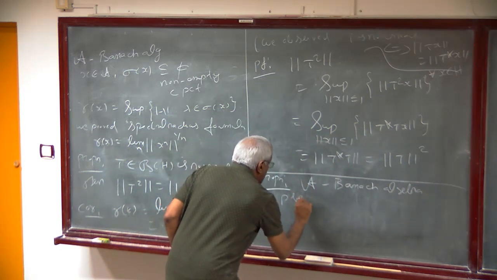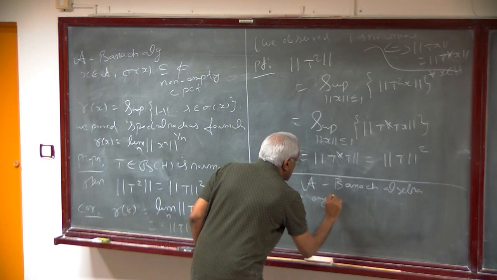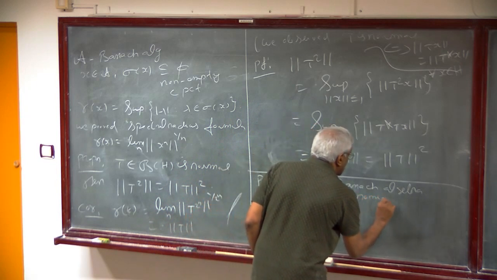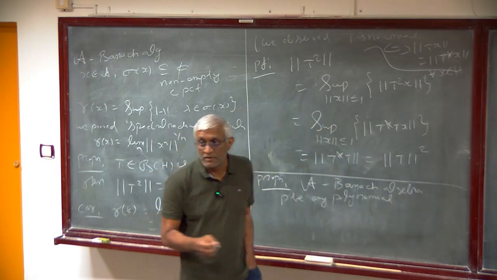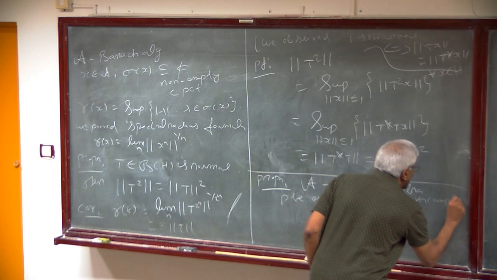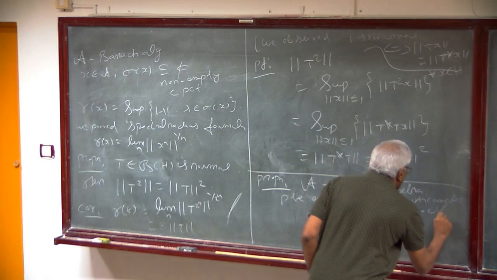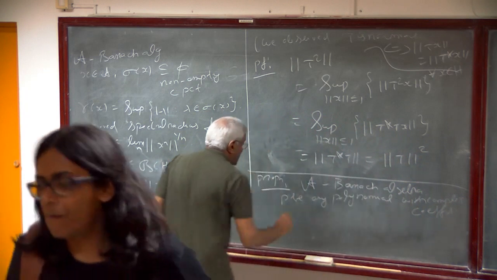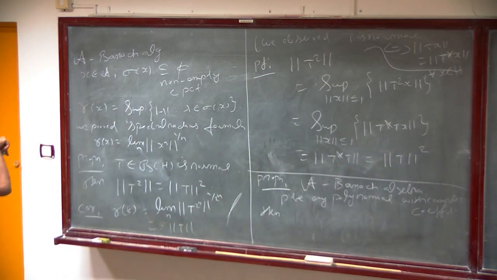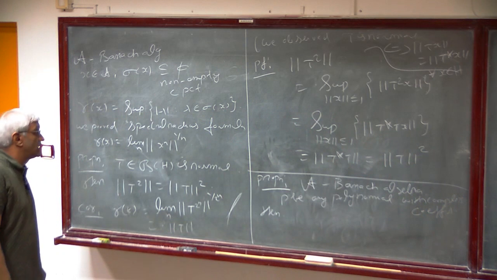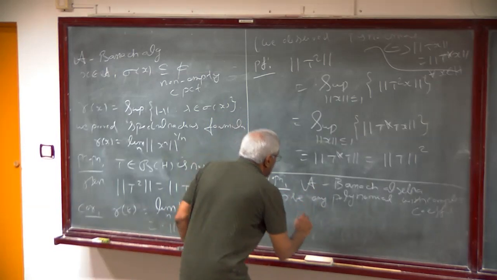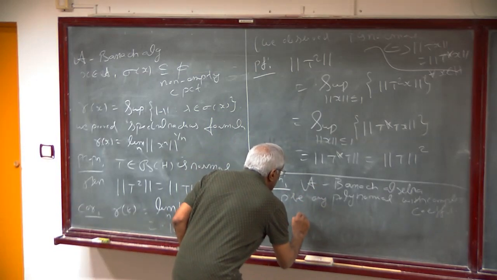Let P be any polynomial. It's a complex polynomial. Then, A is a Banach algebra, and P is a polynomial with complex coefficients. Then I want to say that.